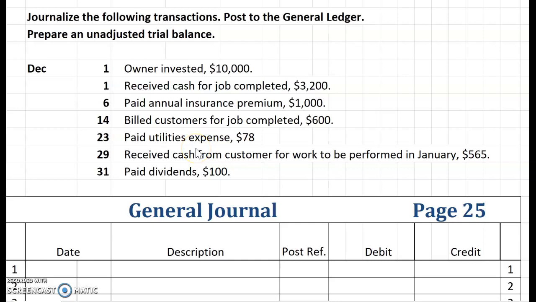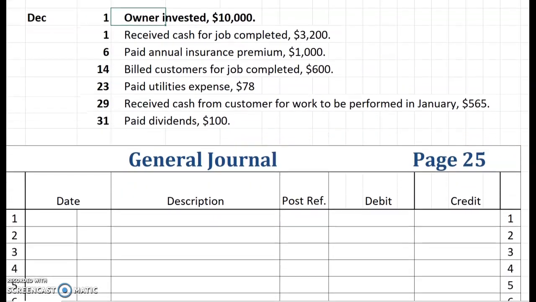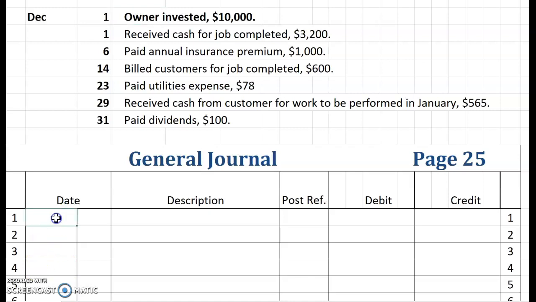So I'm going to demonstrate the first 3 steps of the accounting cycle with this problem. We're going to start off by recording journal entries for the month of December. The first transaction is the owner invested $10,000. So in our journal, we're going to put December 1st.